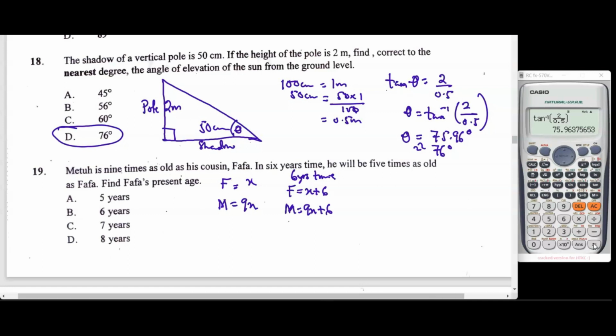So it means that the age of Mitu, which is 9x plus 6, will be linked up with Fafa's age, which is x plus 6, multiplied by 5, because Mitu is going to be 5 times as old as Fafa. And that is why we have it as this. And therefore, we generated an equation for which you need to solve for x, which is Fafa's present age. So 9x plus 6 should be equal to 5x plus 30. Solving for x, 9x minus 5x should be equal to 30 minus 6.